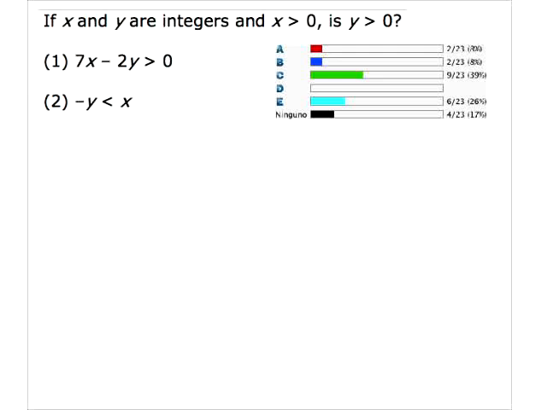You can take 7x is greater than 0, and you can add 2y to both sides. That gives you 7x is greater than 2y. So that's a little bit more helpful. So we know that this is positive. The problem is that being positive being greater than something doesn't really help. So we know that this is less than a positive number, and that's all we know about it.